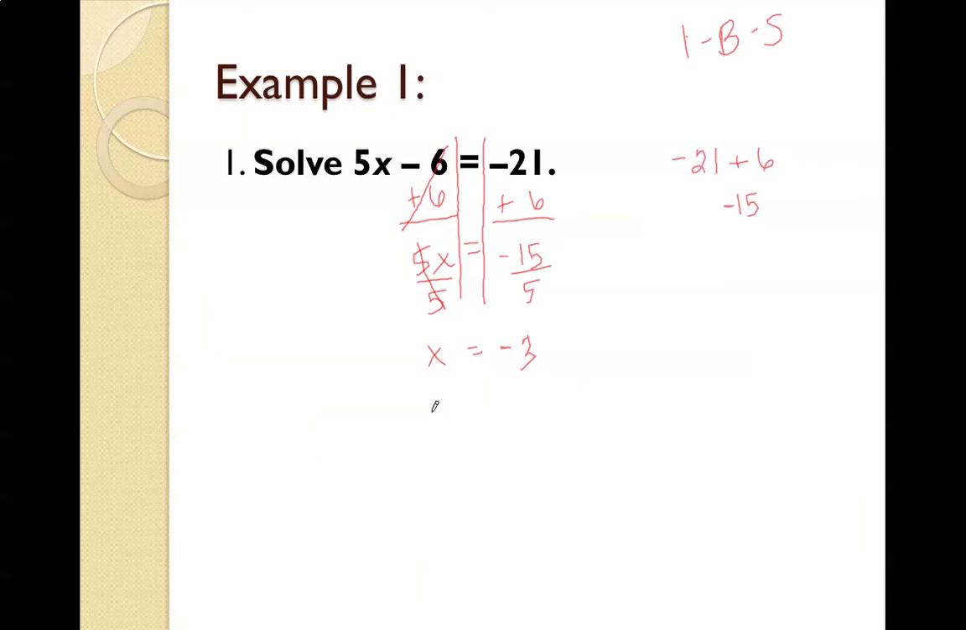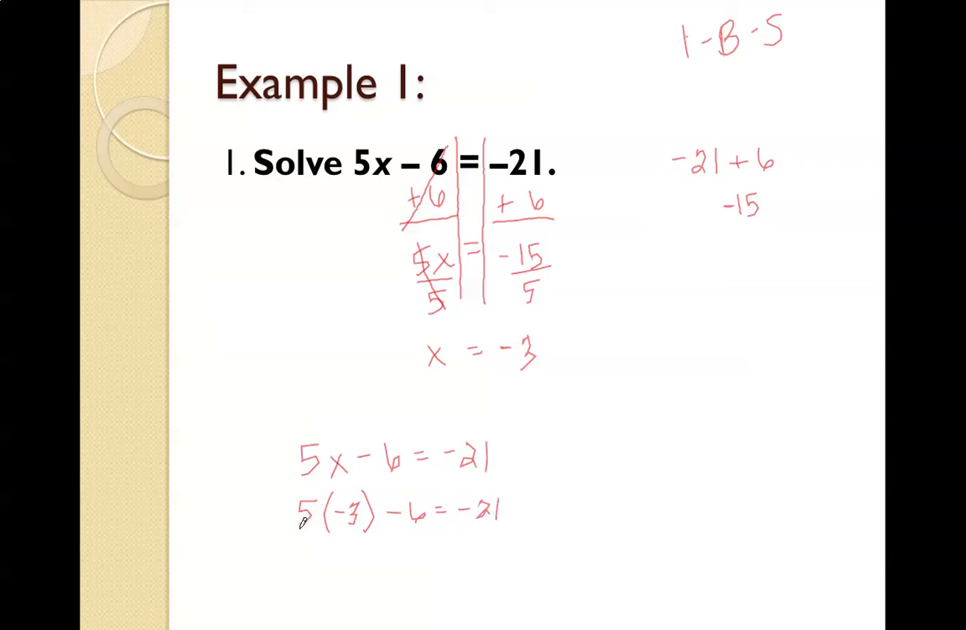Now, the last thing, which is probably the most important, I have to check my answer. So I'm going to take my original equation, 5x minus 6 equals negative 21. And remember in lesson 3, we learned about substitution. So I'm going to take what my x equals and substitute it in down here. So I have 5 times, and x equals negative 3, minus 6 equals negative 21.